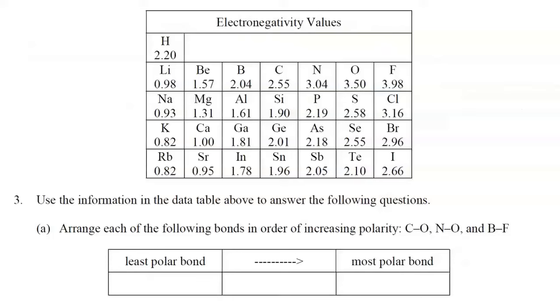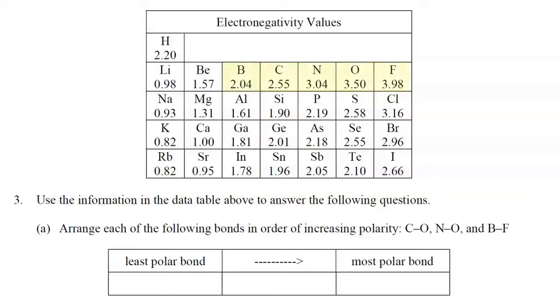In this question, we are given a table of electronegativity values. And part A says to arrange each of the following bonds in order of increasing polarity. So from least polar bond to most polar bond. And our 3 bonds are carbon-oxygen, nitrogen-oxygen, and boron-fluorine.